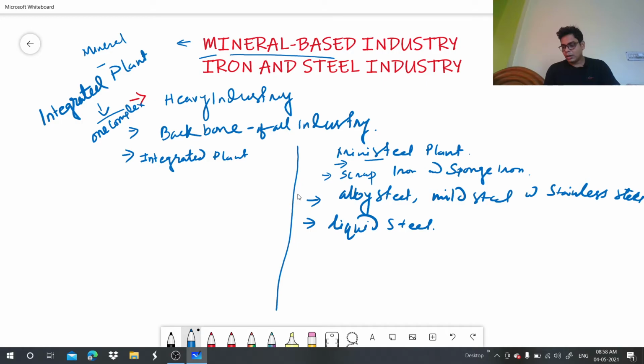Then come to another point: most mini steel plants are located in areas away from the integrated plant. So, these are always far away from the integrated plant area, okay. There are 173 mini steel plants in India, in our country. So, this thing we have to understand. Between a mini steel plant and an integrated iron and steel plant there is a vast difference. So, this difference we have to understand.